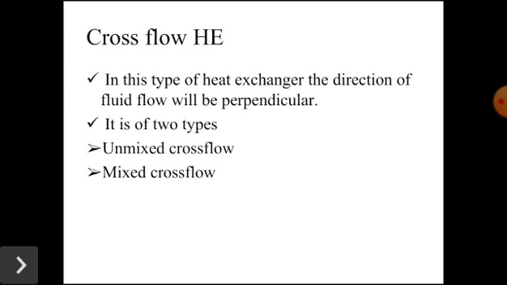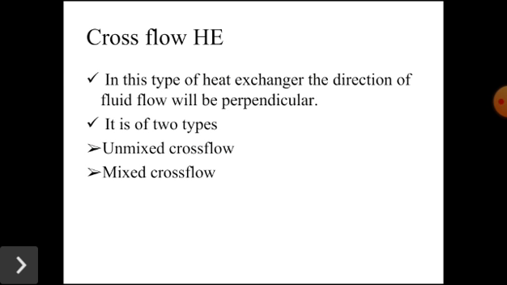Mixed crossflow generally takes a tank-like container inside which many tubes will be there. This arrangement is known as mixed crossflow. Unmixed means both in the horizontal direction and vertical direction, both are tubes, hence no mixing will occur here. Both the fluids will move in different tubes.